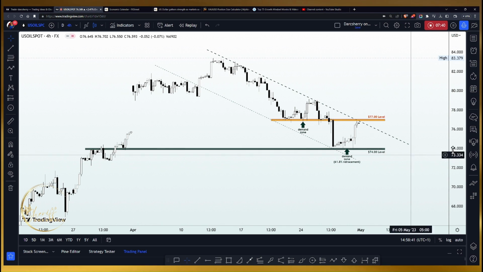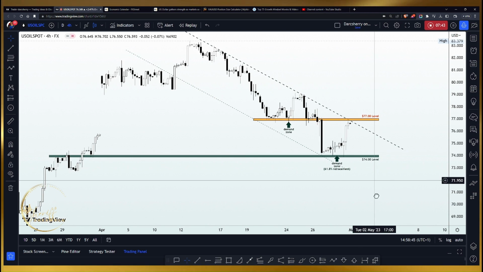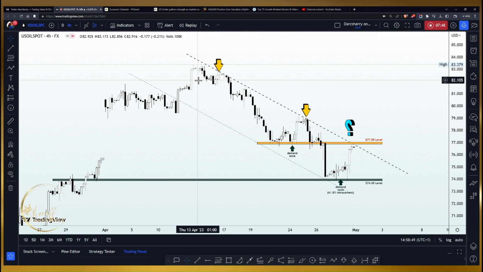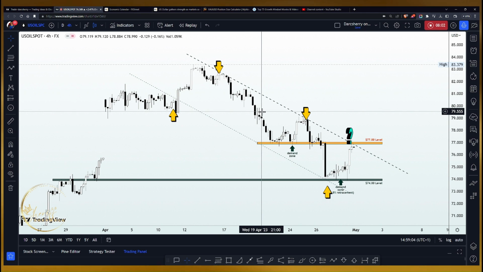And what makes this whole setup more interesting is the fact that we have a descending channel which has emphasized the strength of the sellers in this market since the second week of the month of April. And in order to do this, I was able to connect a series of lower highs and lower lows to give me this trend, this descending channel you can see on your screen.